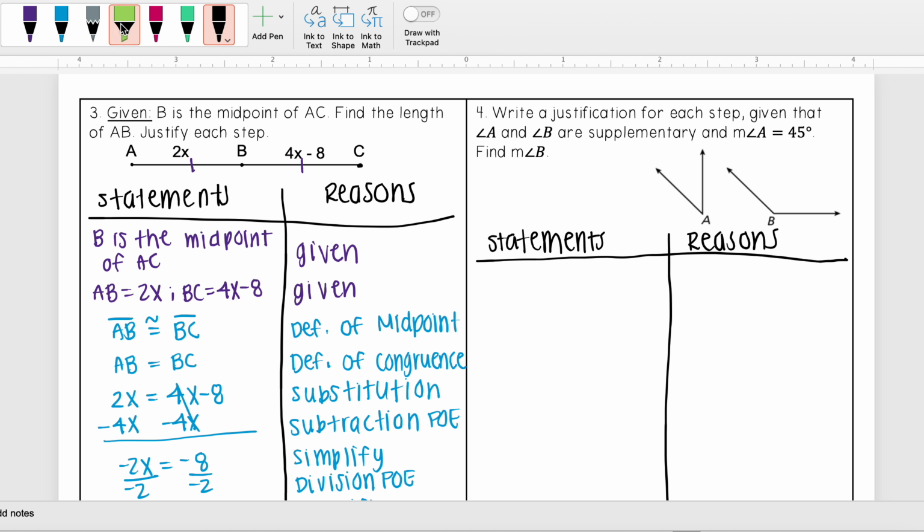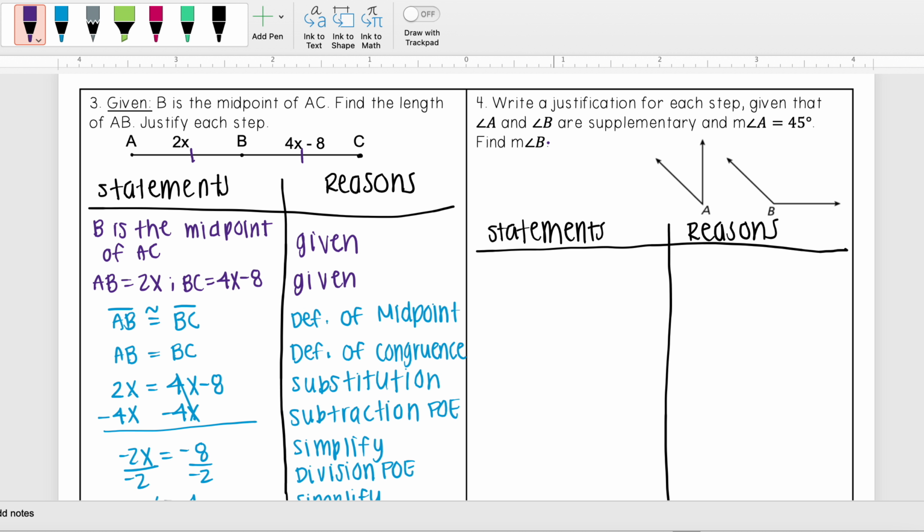So number 4 says to write a justification for each step. Given that angle A and angle B are supplementary and measure of angle A is 45 degrees, find measure of angle B. So I'm going to write what I'm given first. So I'm first given that angle A and angle B are supplementary. And I'm just going to do that for short. And I am given that information. What else am I given? I'm given that measure of angle A is 45 degrees.